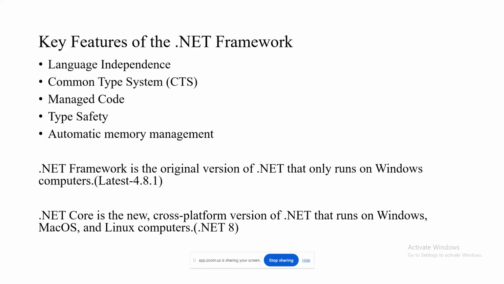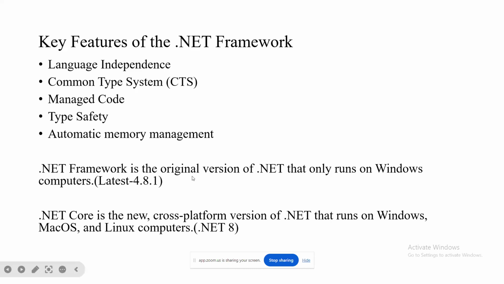This is type safety. Type safety means reducing runtime errors by strict type checking during compilation. Next is automatic memory management. Automatic memory allocation and deallocation happens with the help of CLR. CLR I already explained before. CLR is the heart of the .NET framework. It helps with memory management, execution, security, etc.